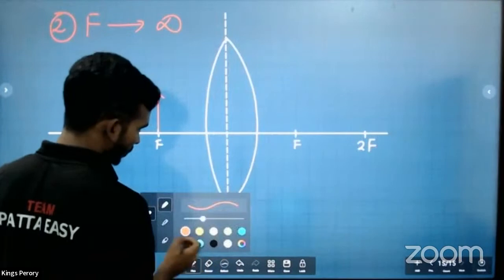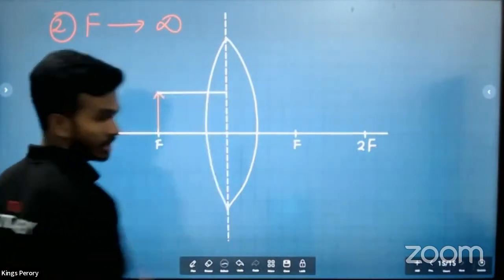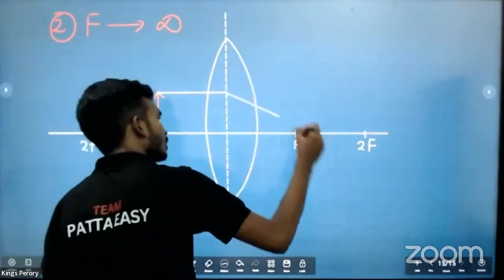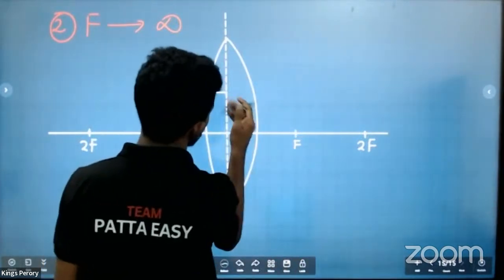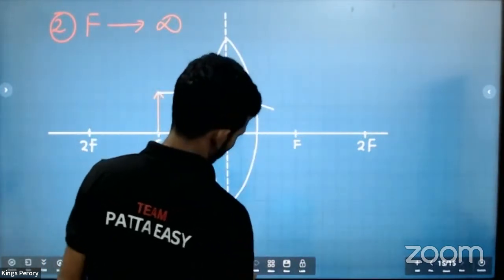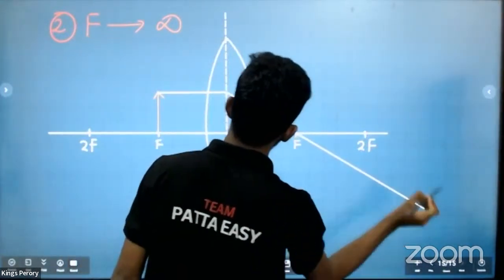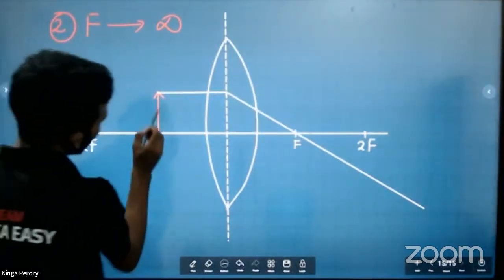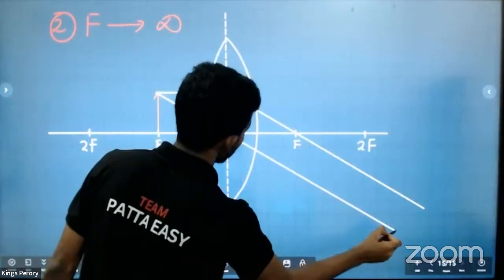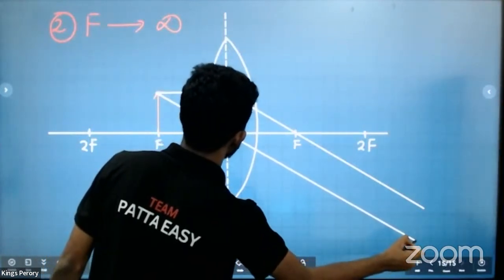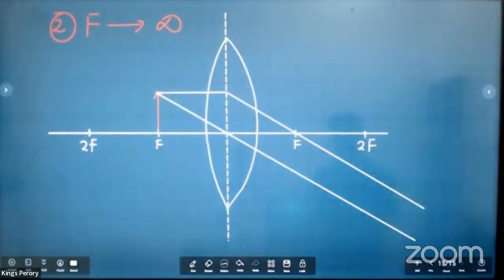One ray going to be parallel. There you go. One ray parallel, refract and go through focal. Second ray through optical center. There you go. Travels in the same path. Now coming correctly.